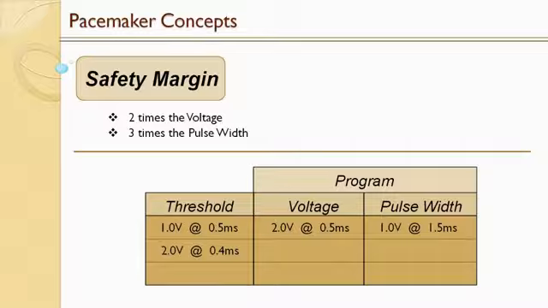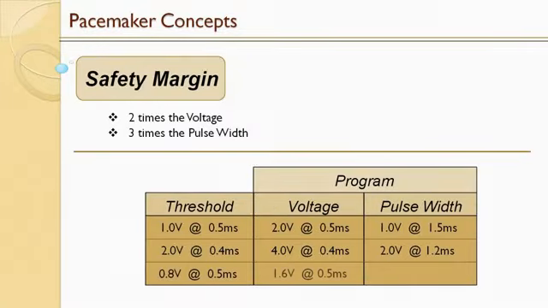If we had a threshold of 2 volts at 0.4 milliseconds, we'd want to have a voltage of at least 4 volts at 0.4 milliseconds, or at least 2 volts at 1.2 milliseconds. If we measured a threshold of 0.8 volts at 0.5 milliseconds, we'd want to have a voltage of at least 1.6 volts at 0.5 milliseconds, or 0.8 volts at 1.5 milliseconds pulse width.